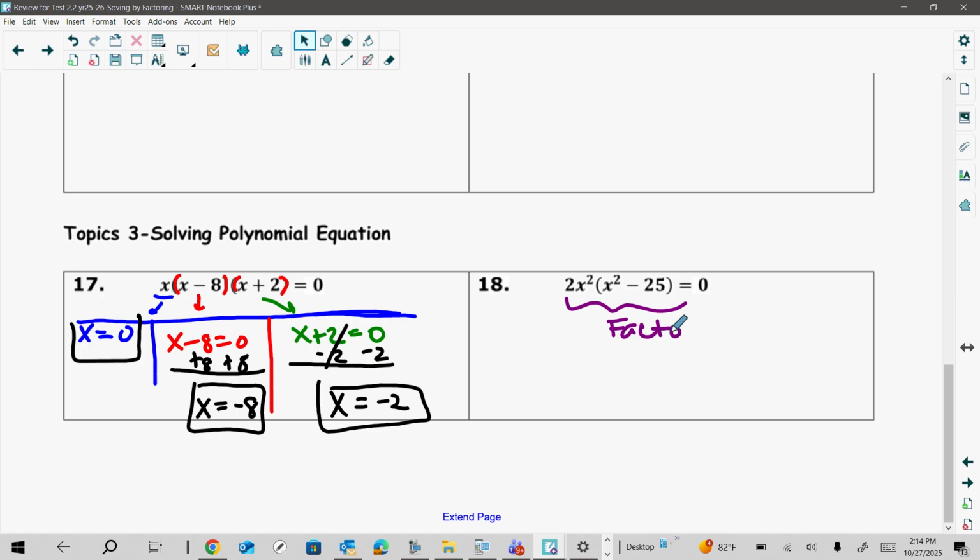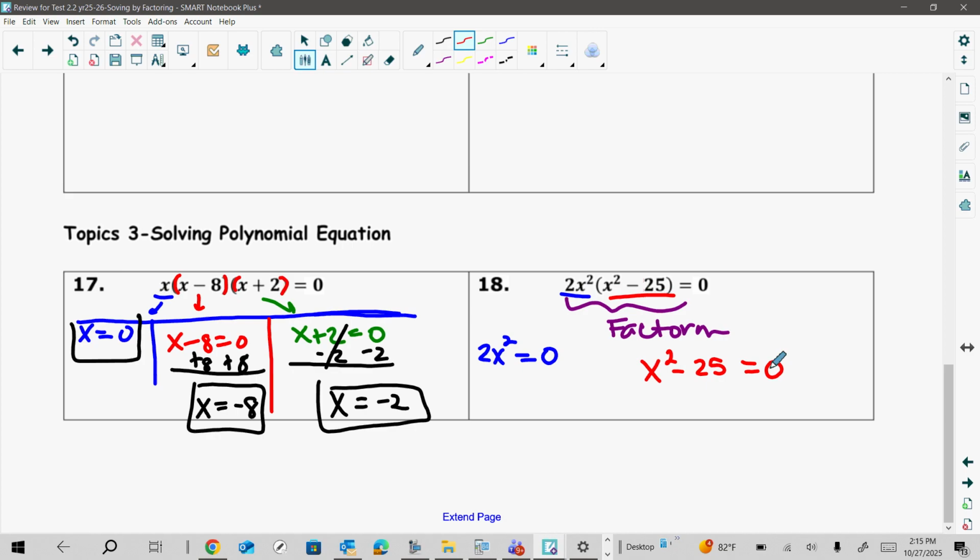Okay, so if it's already in factor form, which this is an example of, you can set each factor equal to 0, which means the GCF that we have outside the parentheses, 2x squared, equal to 0, and then this binomial, x squared minus 25, equal to 0. This one I can solve because I have no coefficient here, or I can recognize that this is a difference of squares. I'm just going to write it up here, because this is a perfect square and that's a perfect square.